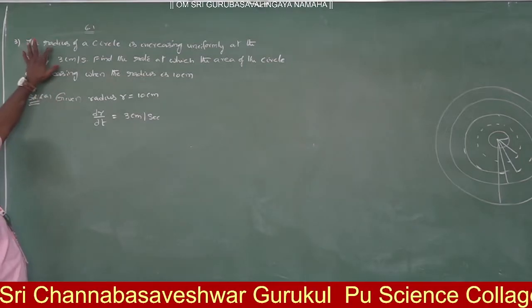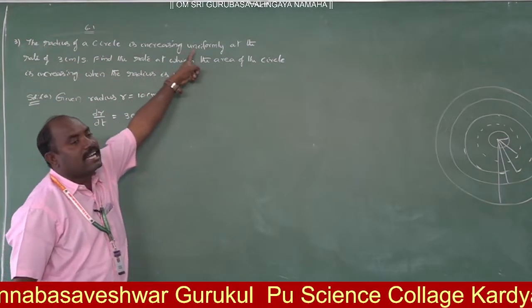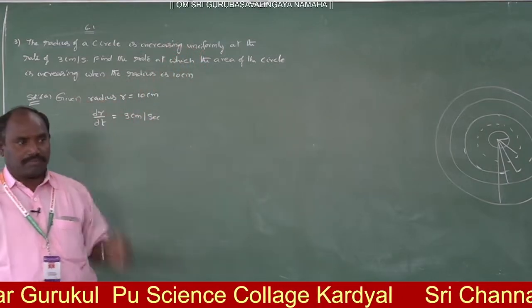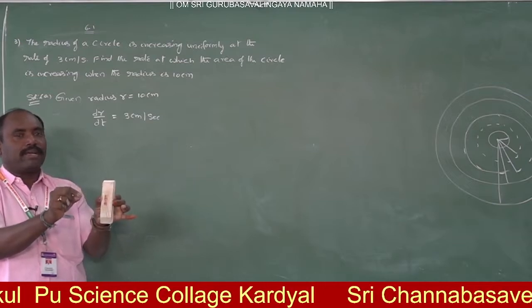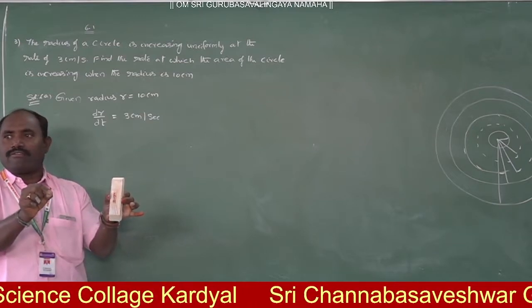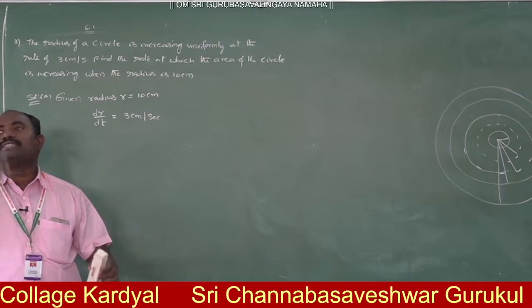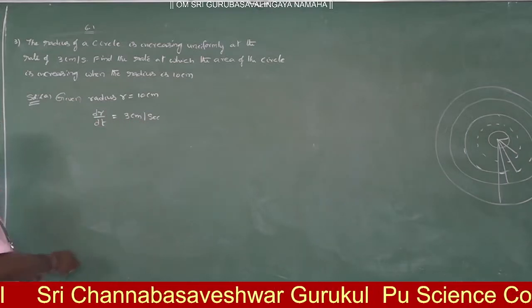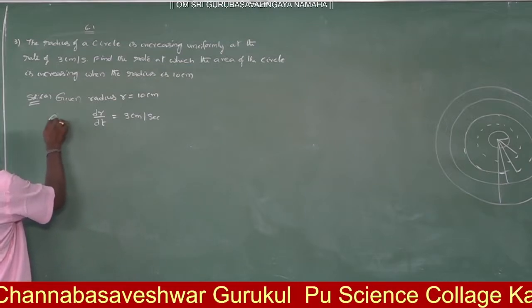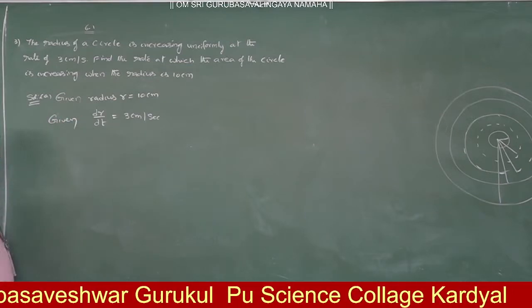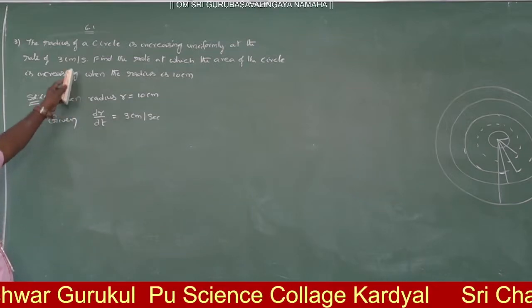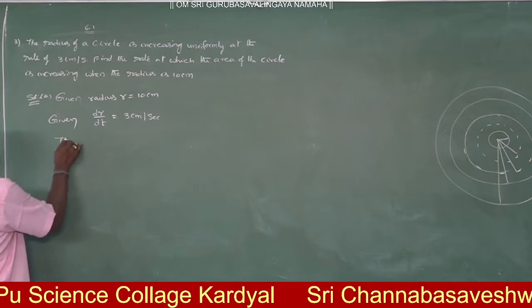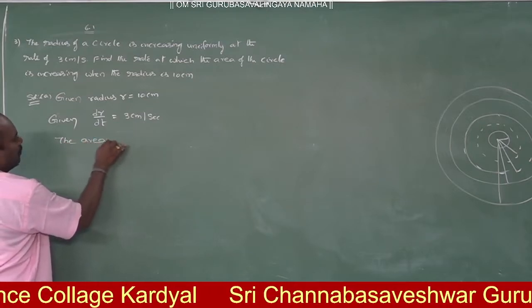See this one. The radius of a circle is increasing uniformly. Increasing means we have to take the time t. Radius is increasing: first second 2, next second 5, 6, 7. That means it increases with time. Here dr by dt is given, 3 centimeters per second, which is also a given condition. The area of the circle is increasing.